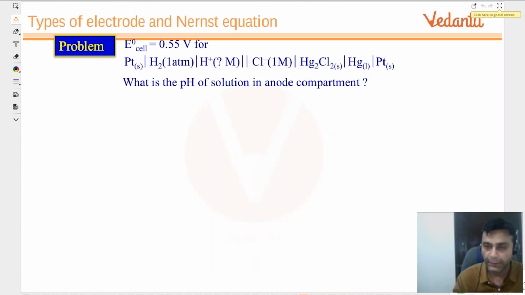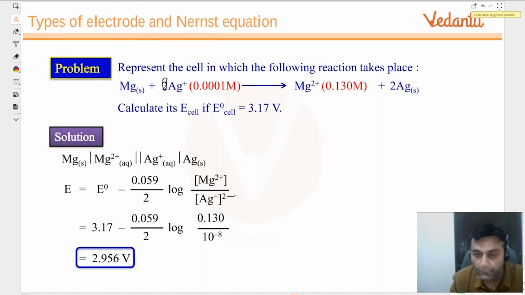So here we have a different type of question. See this equation. E naught cell value is already given to you. Cell representation is given. Yes, Anirudh, what is not clear? 0.0591. This value?